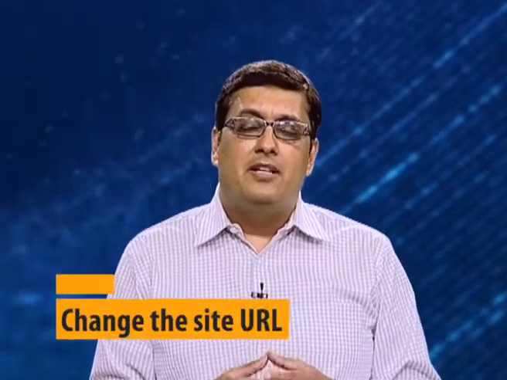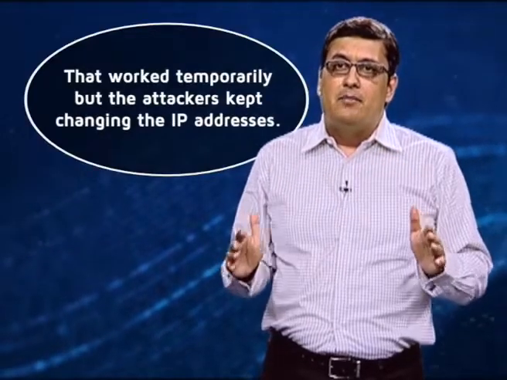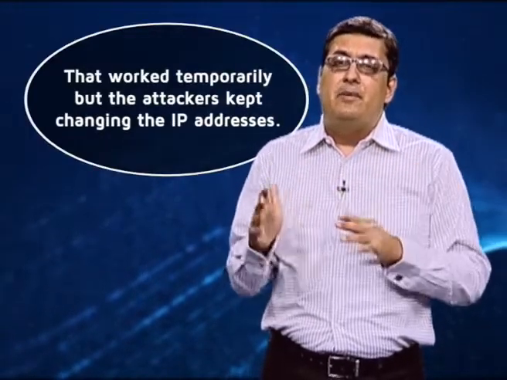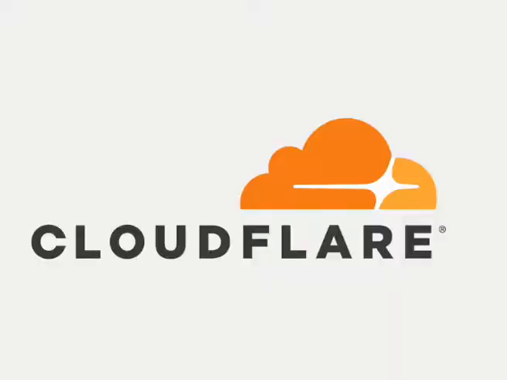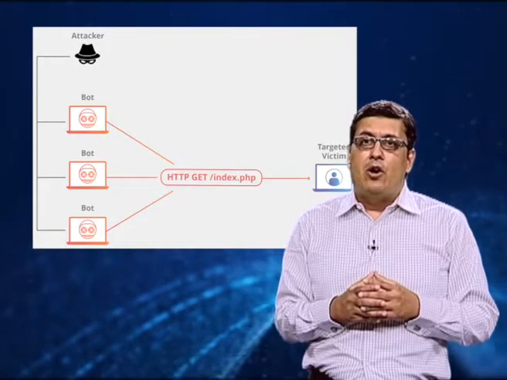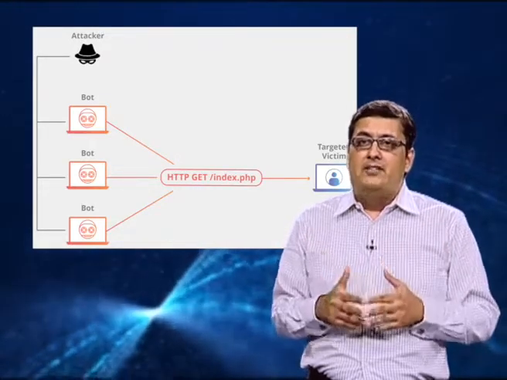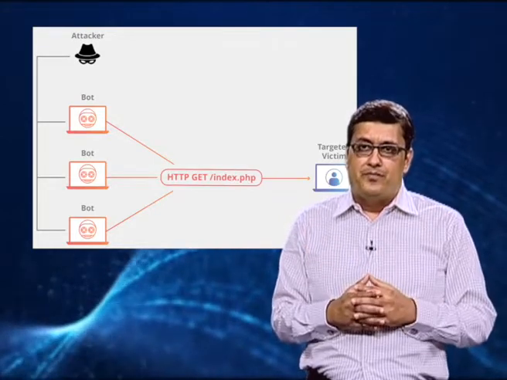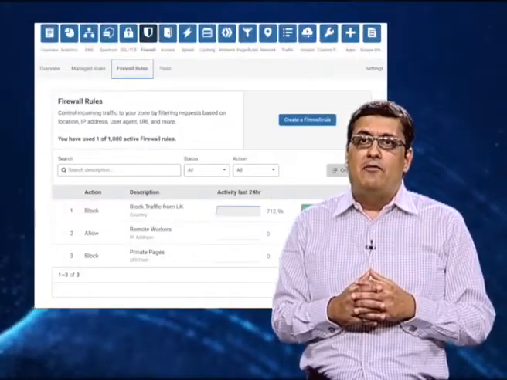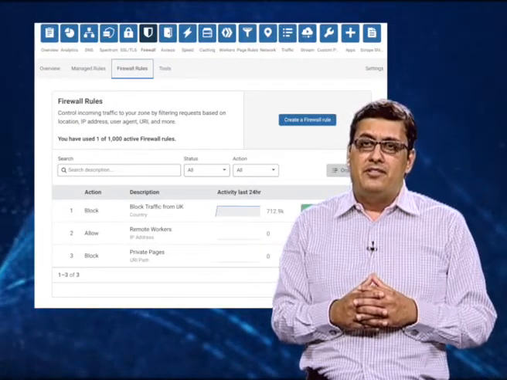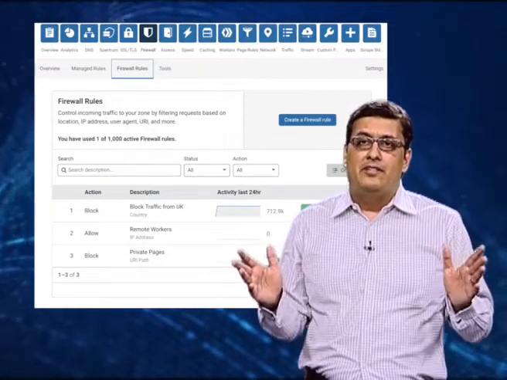Firstly, they changed the site URL to temporarily stop the attack. Then they tried to block certain IP addresses which were generating traffic. That worked temporarily, but the attackers kept changing the IP addresses. So, they moved to Cloudflare, which assisted them by blocking all the incoming bot traffic. Cloudflare provides DDoS mitigation solutions. They also set up new firewall rules to block any IP addresses which were generating a huge amount of hits in 1 minute.